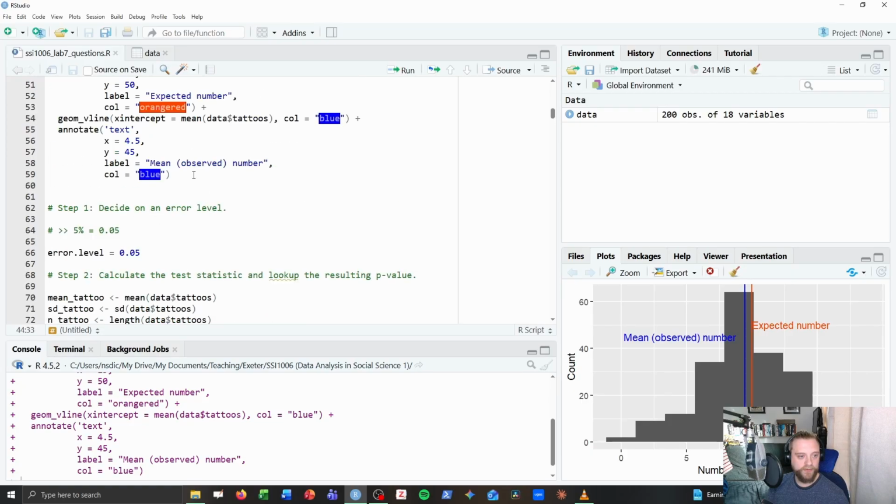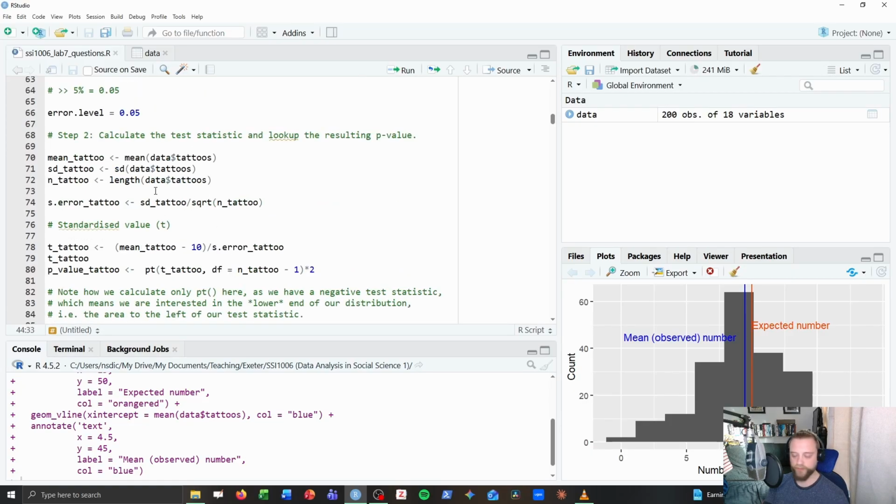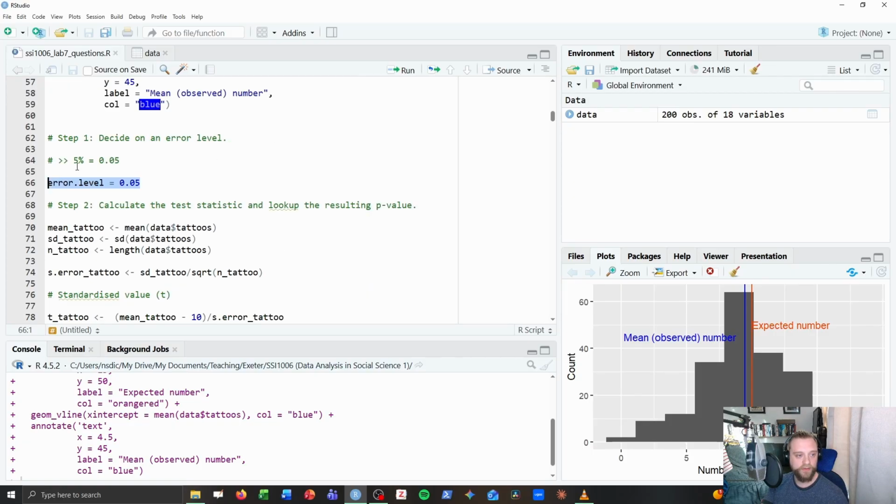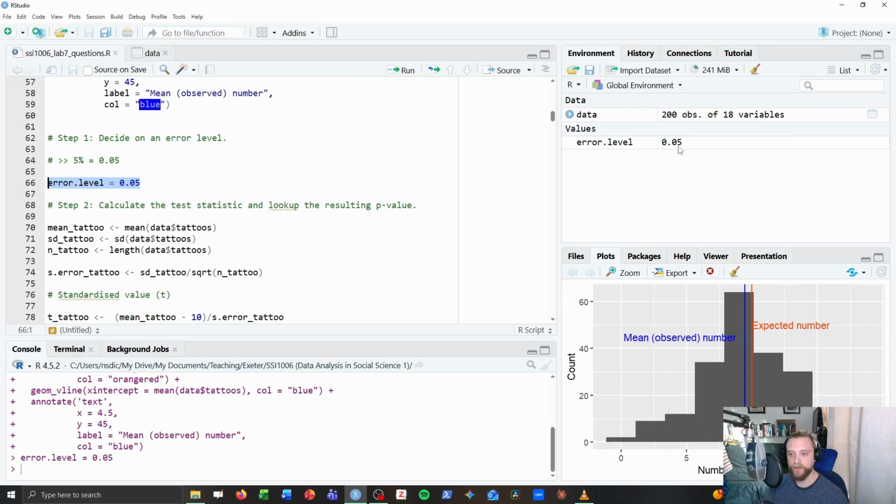Now, in this script, we have some actual calculations just to illustrate what a t-test does to make this calculation. We generally always decide at the beginning of a test what our acceptable error level is, and this is what we're going to compare to the p-value at the end of the test. So in this case, we're going to say that the error level is going to be 0.05, 5%.